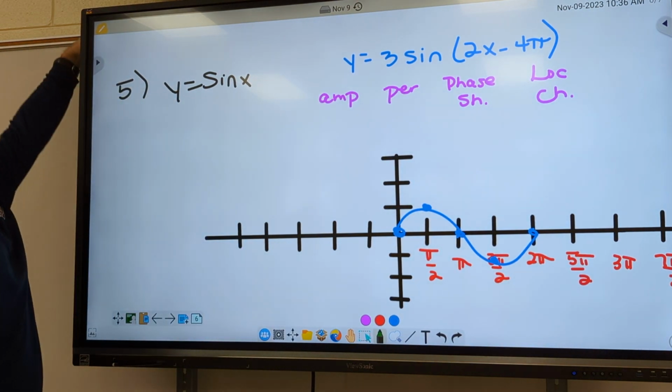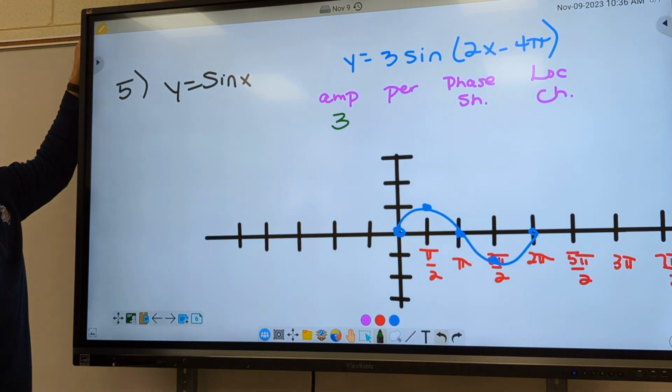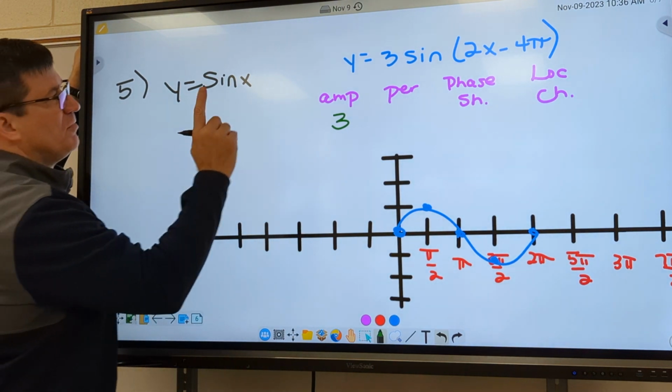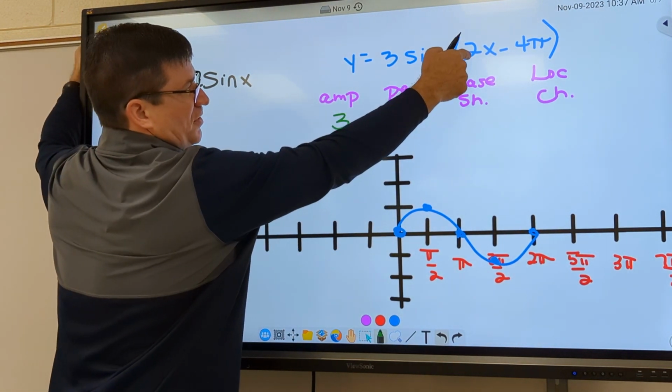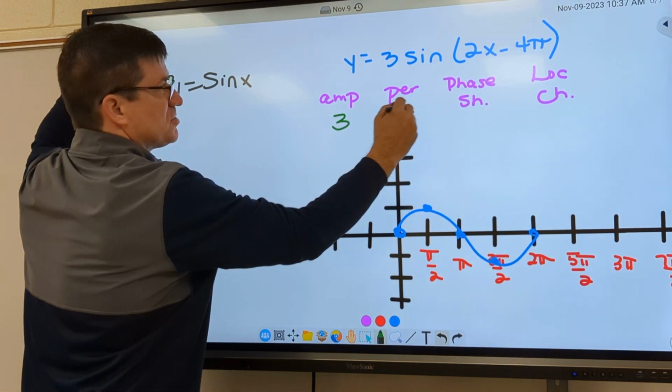All right, Hunter Johns, what's our amplitude? 3. Luke, period. Remember, 2 pi over this number. So in your calculator, you'll put 2 pi over 2. So it's just pi, right?